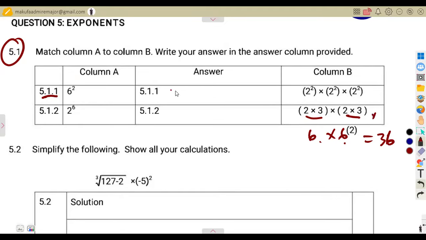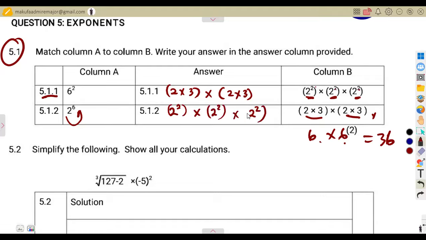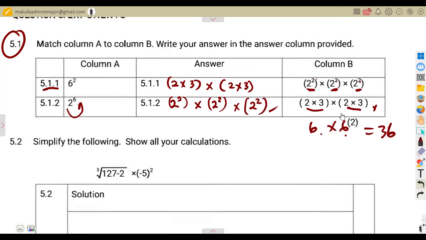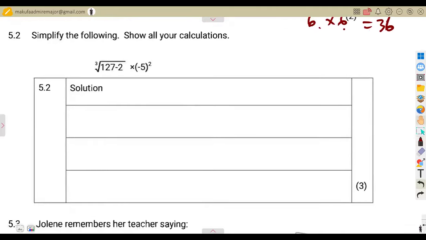That is going to be 2 times 3 in a bracket times 2 times 3 in another bracket, all right? Then 2 to the exponent of 6 means 2 multiplied 6 times. This is exactly what we have here: 2 to the exponent of 2 times 2 to the exponent of 2 times 2 to the exponent of 2. 2 plus 2 plus 2 is 6. So this is the best match. You are supposed to match to the one that corresponds exactly to what you are given. I think that was a pretty clear question.